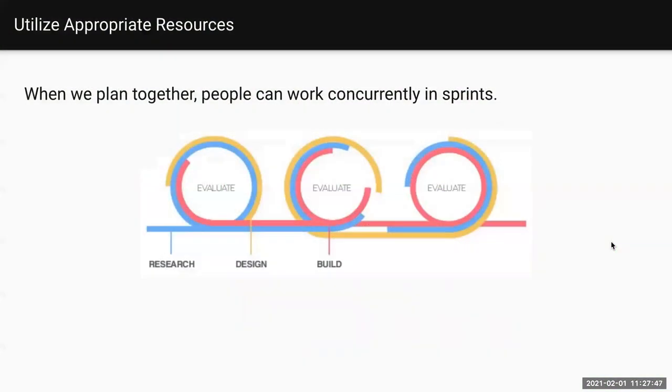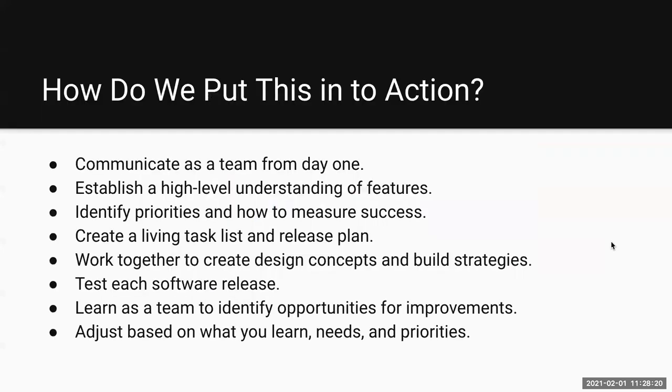Well, the basic idea of sprinting in this manner is to involve research, involve design, and involve build. How much of each of those is in each sprint really depends on what the needs are. Sometimes it's going to be more research heavy, sometimes more design heavy, and sometimes more build heavy. But it's about supporting outcomes, not about supporting how many hours a resource can get. It's how many are needed to make progress and be efficient. How do we put all of this into action?